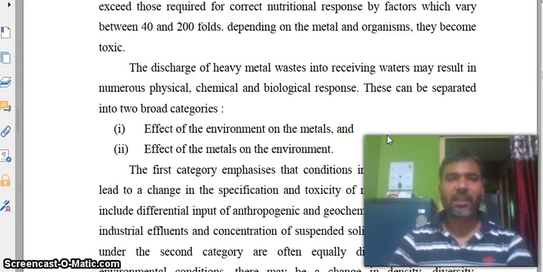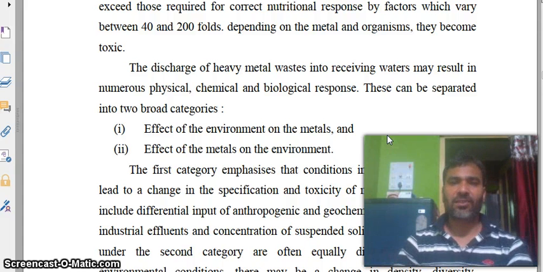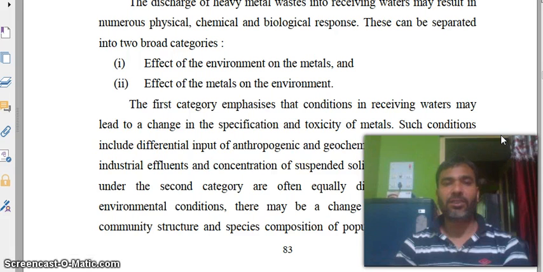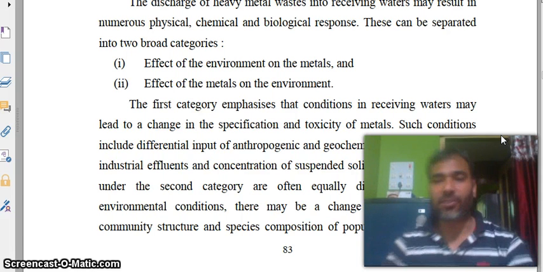Category number one: effect of environment on the metals, and second: effect of the metals on the environment. The first category emphasizes that conditions in receiving waters may lead to a change in the speciation and toxicity of metals, and such conditions include differential input of anthropogenic and geochemical materials, quality of industrial effluents and concentration of suspended solids. Biological responses under the second category are often equally diverse.